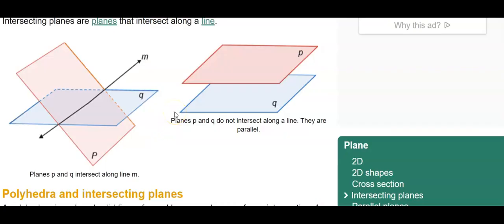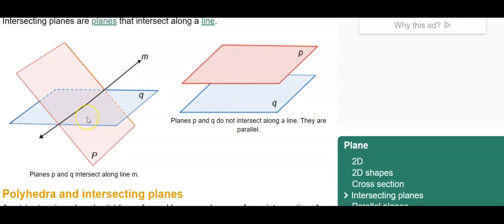Now, we can see these planes, how they're labeled. This one's labeled as P and Q, Q being the blue, and P being the, I guess, the pink or red. You can see on the right side, these 2 planes do not intersect, but the planes on the left side do.